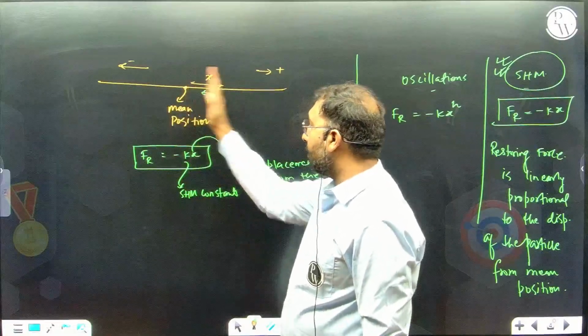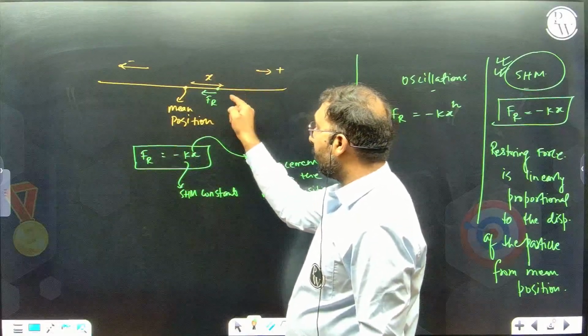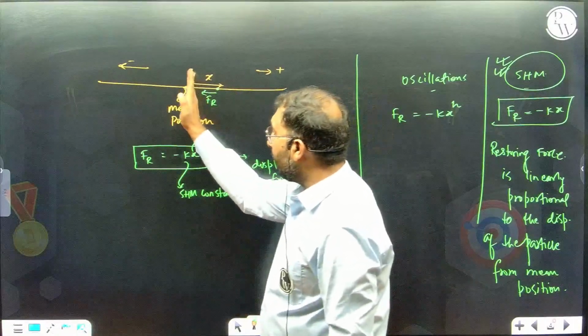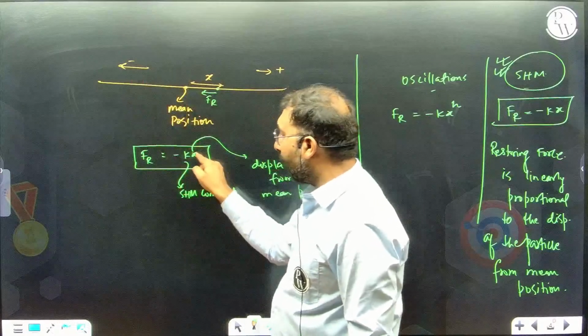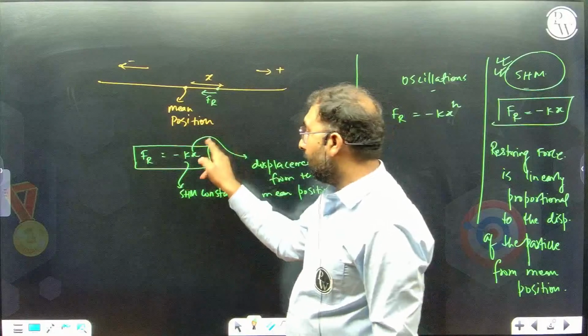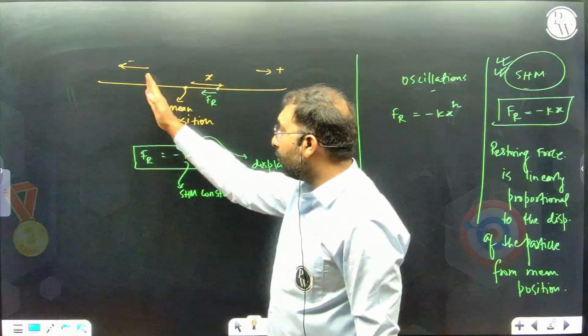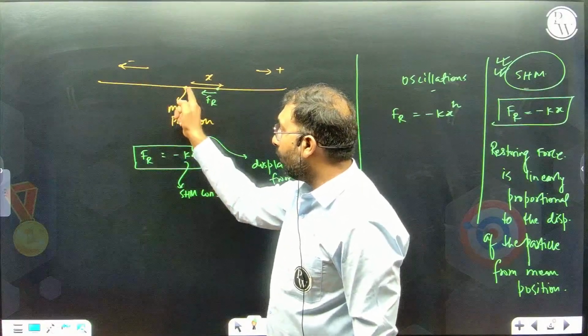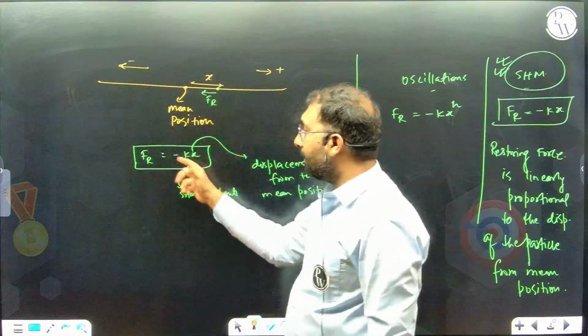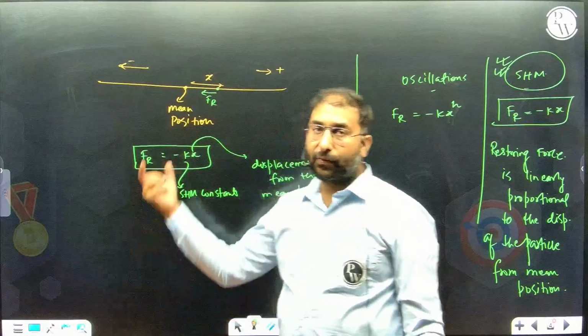So when the particle is displaced toward the right side, the restoring force acting on it should be toward the left hand side. When the particle is displaced toward the left hand side, the value of x is already negative, and outside there is also a negative. So negative and negative become positive, so the direction of force is positive. So when you displace the particle toward the left hand side, the force should be acting toward the right hand side. So we are getting the correct answers from this equation.